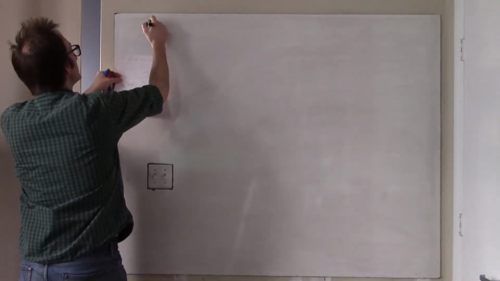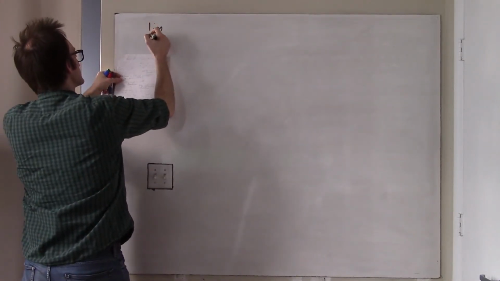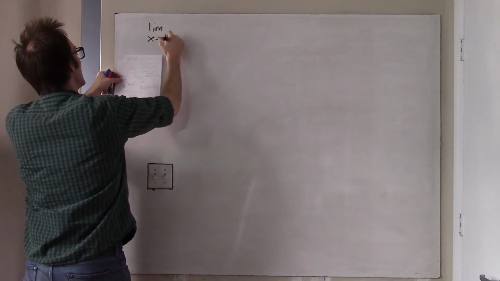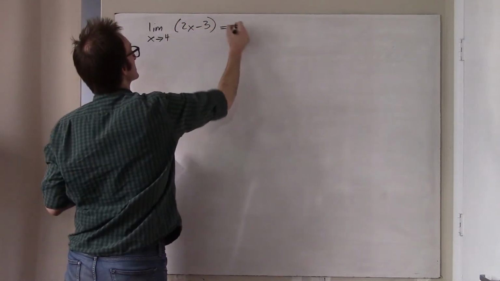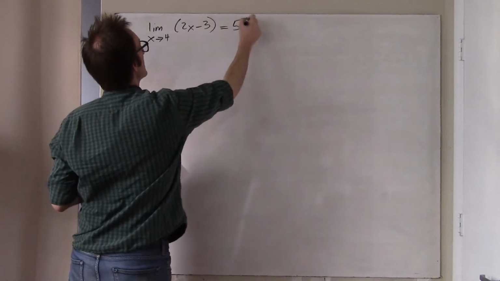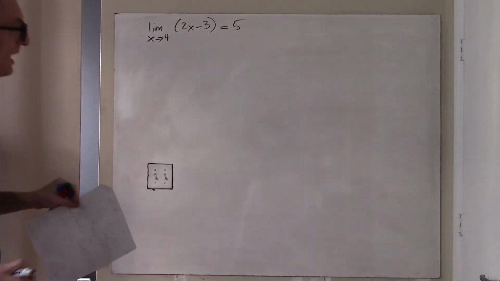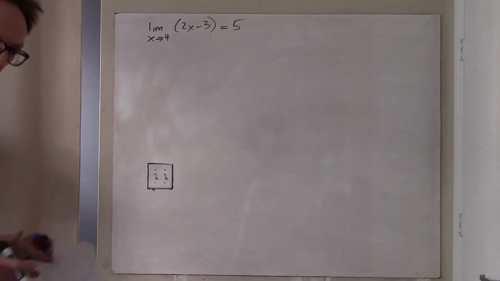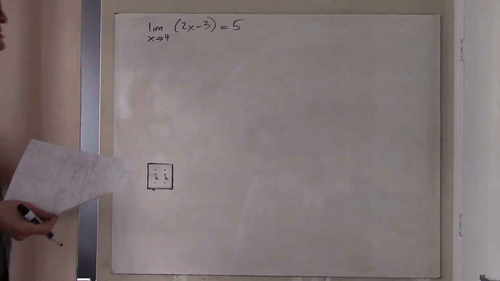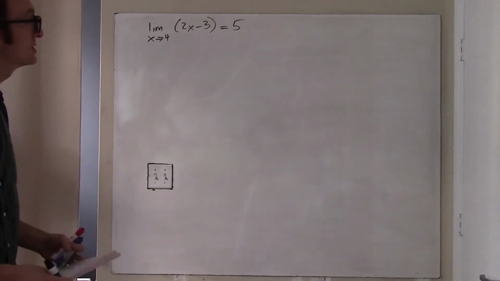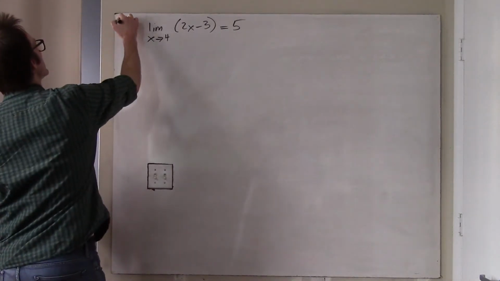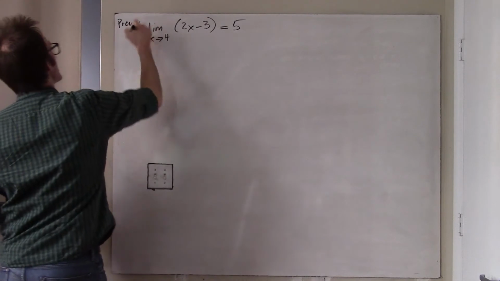This is a simple limit. The limit as x approaches 4 of 2x minus 3. This is certainly 5. Okay, and in a certain context, it would be perfectly sufficient to just say, oh, it's 5, and just move on. But what we are going to do is prove that this is true.